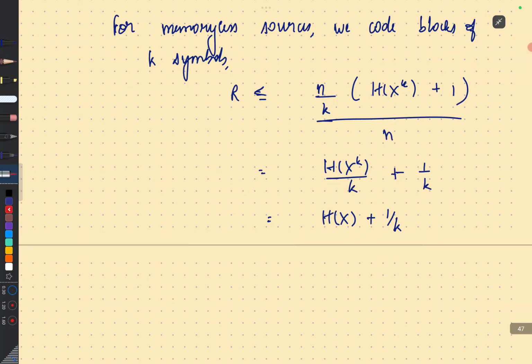So by coding blocks of symbols, I can also reduce this penalty that I had to pay because I was forced to design a prefix-free code. But now I'm not designing prefix-free codes for symbols, but rather blocks of symbols, which means I also have to decode blocks of symbols and encode blocks of symbols. And the price I have to pay is that the computational complexity now will grow exponentially with k. All right, any questions?